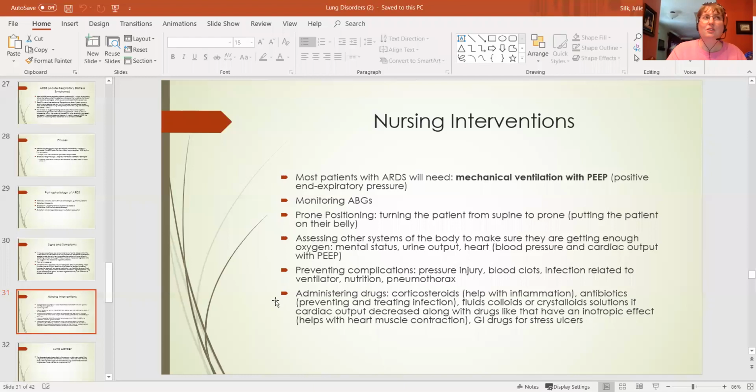So as they're on this mechanical ventilation, you can end up getting pressure injuries. You could get blood clots. You could get ventilator associated infection. There's 3 million things that could happen. So you're trying to ward all of that off while trying to fix their lungs and whatever the underlying cause was. So it's very scary.